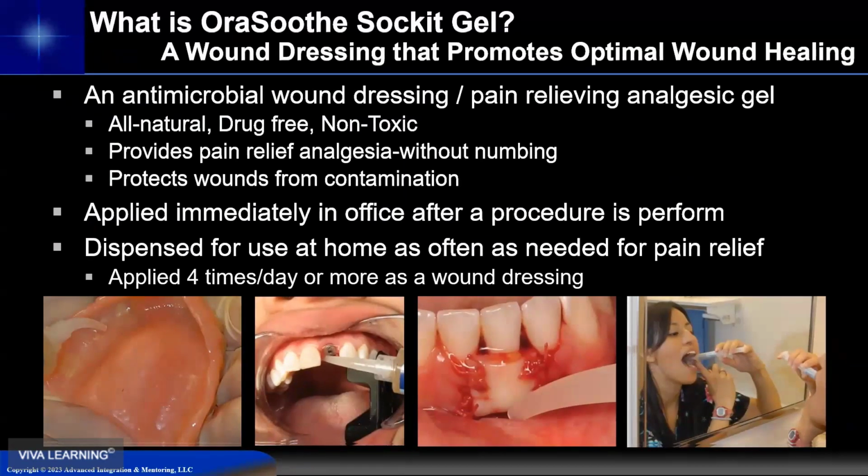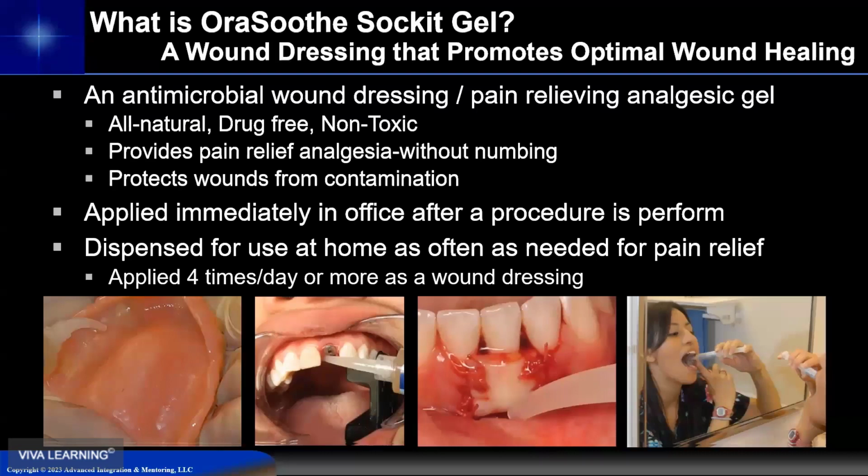So again, what is this Orasue socket gel? It's a wound dressing with the goal of creating an environment that helps stimulate healing. In my practice, anytime I have an open wound, we apply this gel directly to the wound as part of the treatment, going into the extraction site. I'm also mixing it with my material for bone grafting, because the study shows it stimulates bone turnover. We perform it in the office and then give it to the patients to take home.